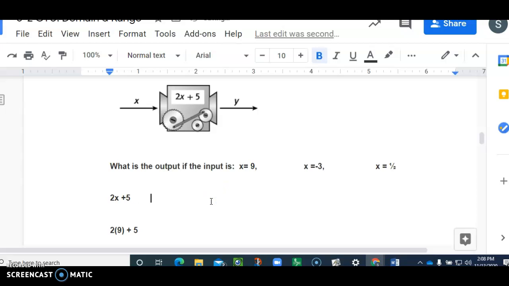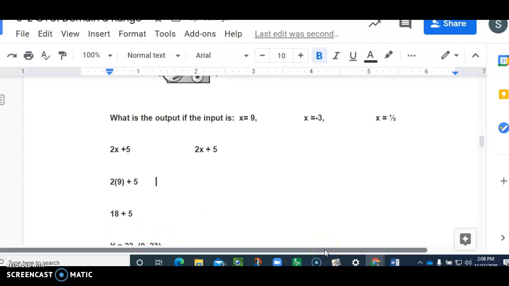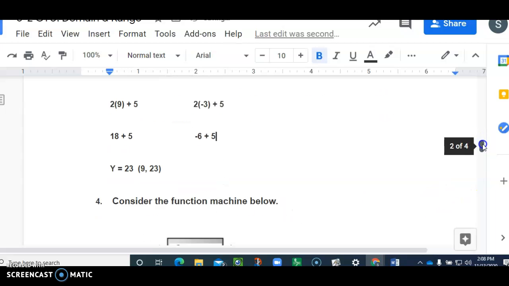Again, the same expression that they give me: 2 times x plus 5. What if my x is negative 3? So if my x is negative 3, this is what I'm going to do. I'm going to substitute the negative 3 into where the x is. So I'm going to put 2 times negative 3, and then plus 5. So what happens? 2 times negative 3 will be negative 6. So I have negative 6 plus 5. Then what happens? Negative 6 plus 5 gives me negative 1.